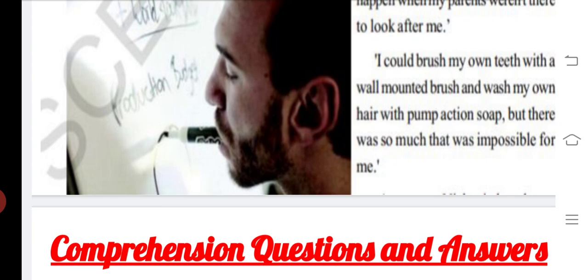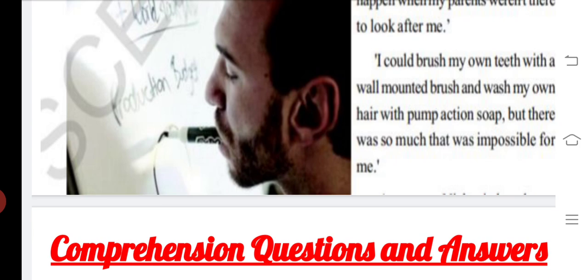I could brush my own teeth with a wall mounted brush and wash my own hair with pump action soap. You see, he can brush his teeth with a wall mounted brush. That means the brush which was fixed to the wall, going near that wall, he can brush himself, and he can wash by using a pump action soap. But there was so much that was impossible for me.